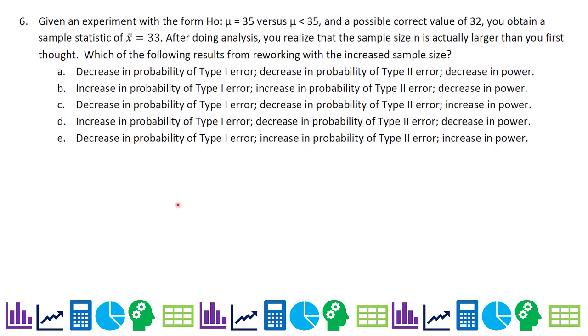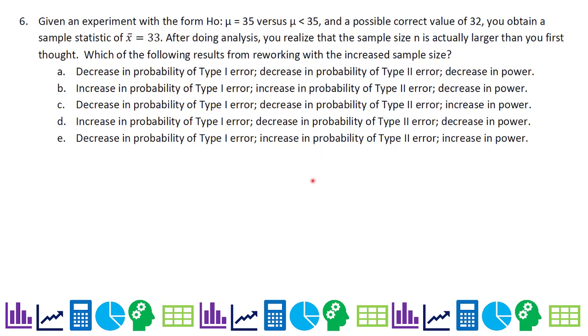Number 6, given an experiment with the form mu equals 35 versus mu is less than 35 and a possible correct value of 32, you obtain a sample statistic of the mean being 33. After doing analysis, you realize that the sample size n is actually larger than you first thought. Which of the following results from reworking with the increased sample size? So we're looking at probability of type 1 error, probability of type 2 error, and change in power. So most of these are a decrease in power, but some of these are an increase.